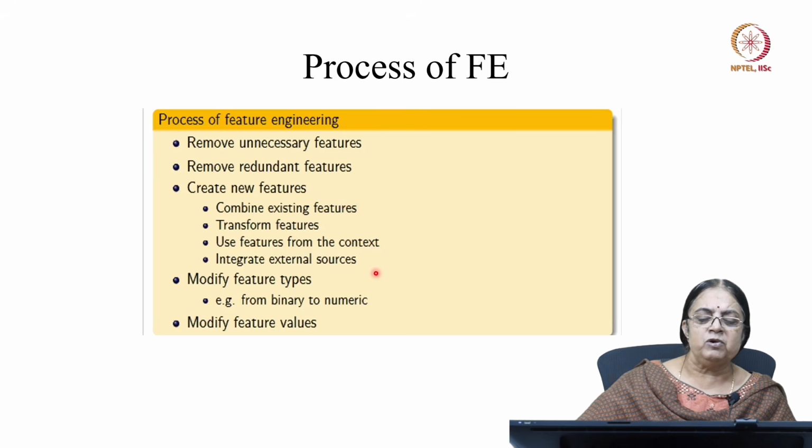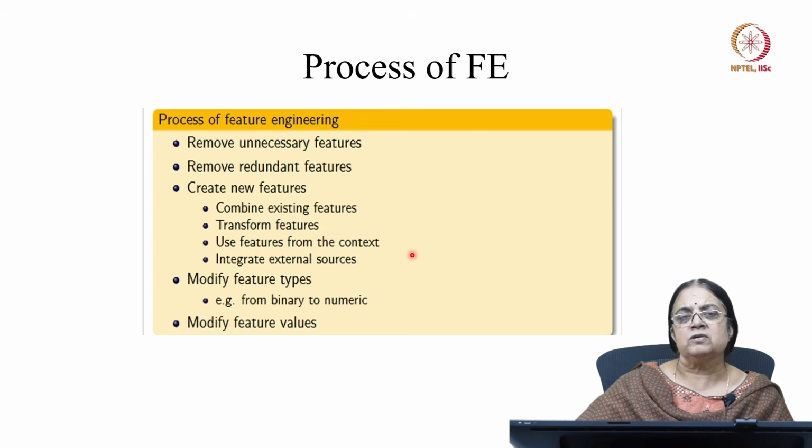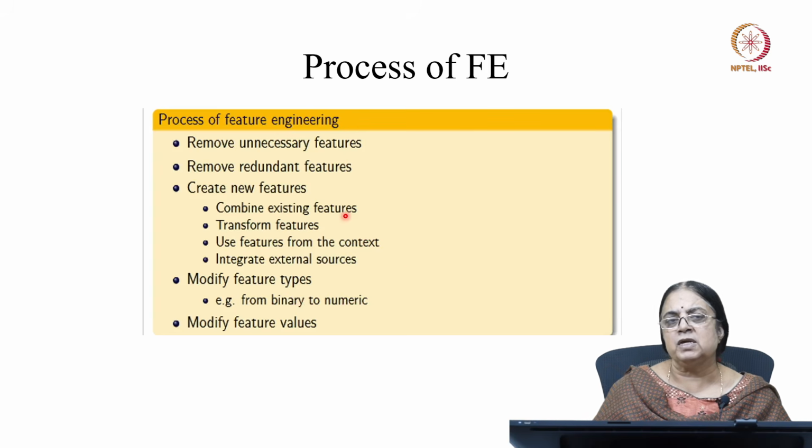And then you may have to modify some feature types. For example, from binary to numeric, right? So you may have something which takes the value, say, true or false. Maybe you want to change it to 1 or 0, or you may have something which is say 0 and 1 and you want to make it into a real number. So you may want to change it to 0.0, 1.0, etc. So in this way you need to do all these things in feature engineering.